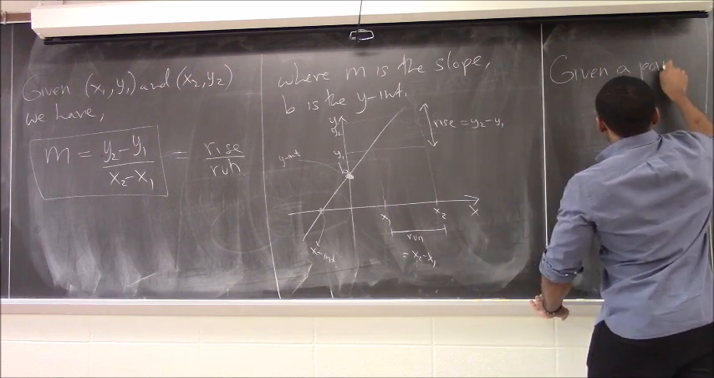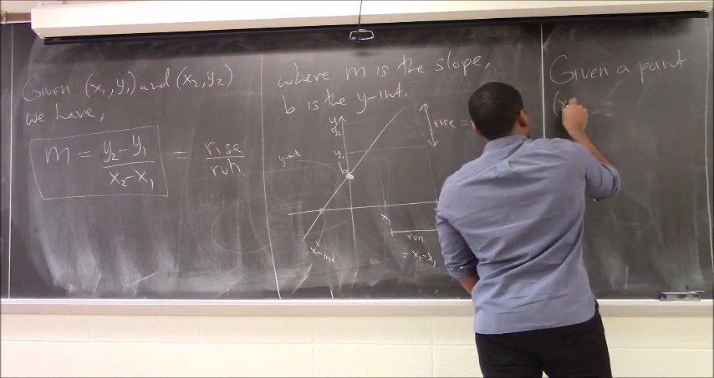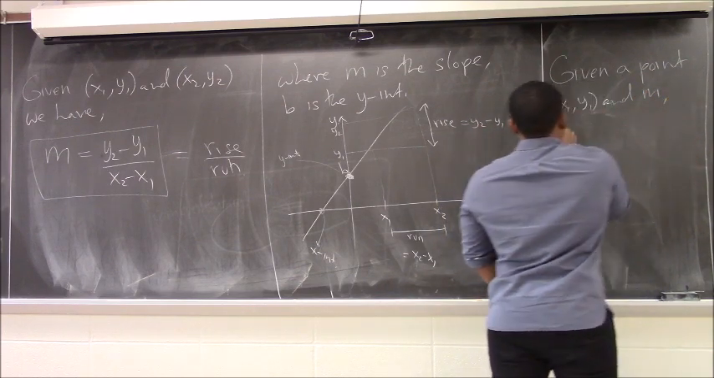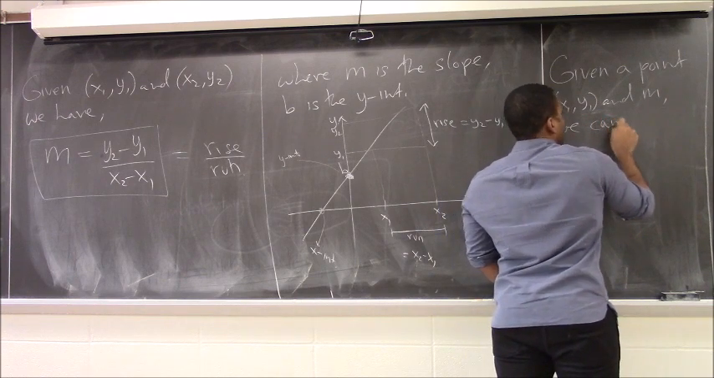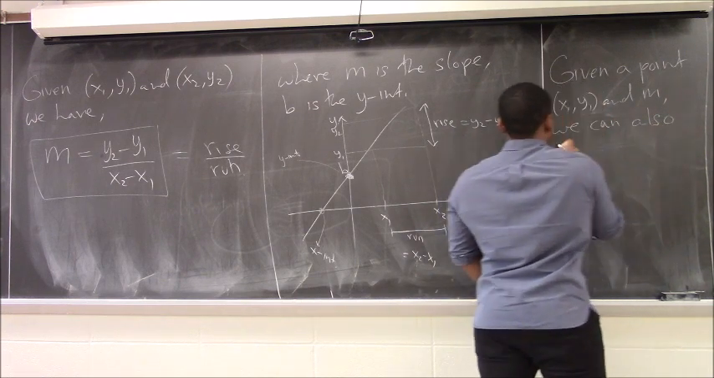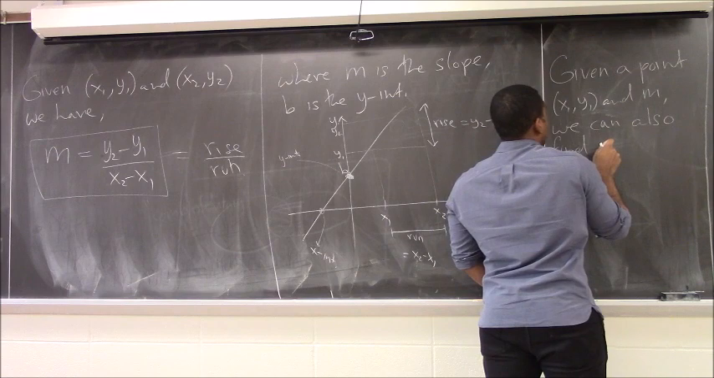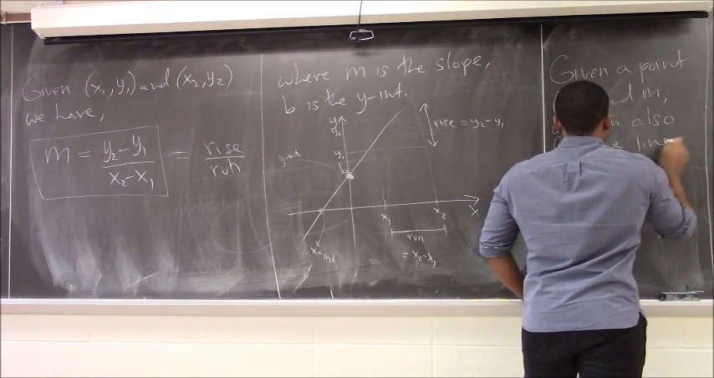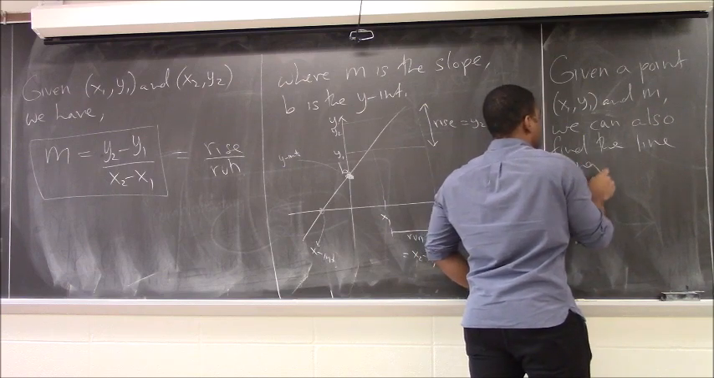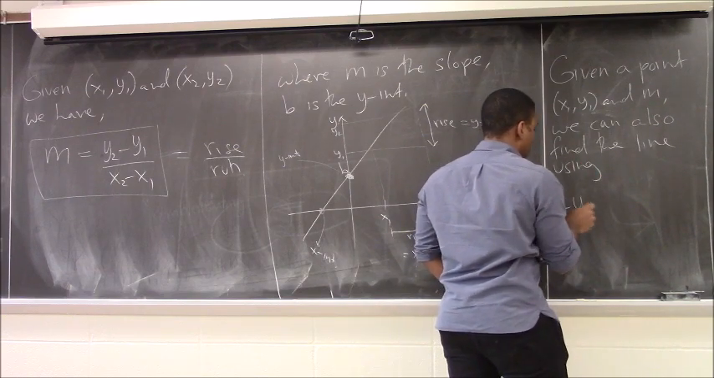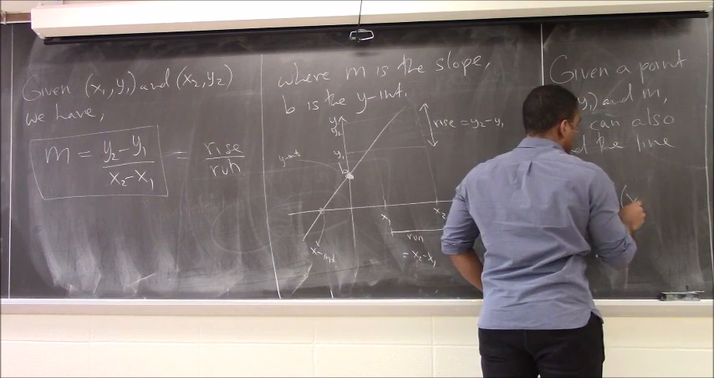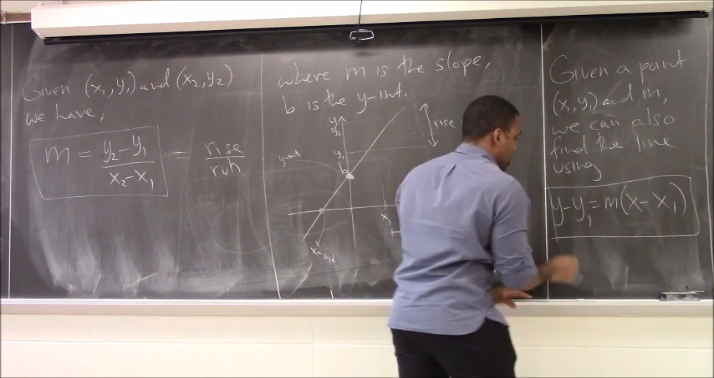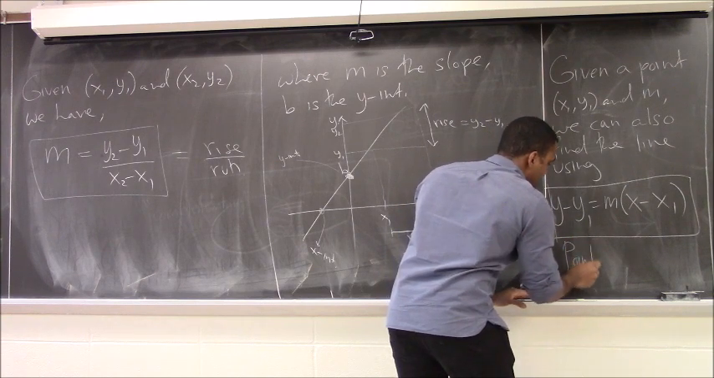Given a point, let's say we're given one point, x1, y1, and m. You can also find the line using this formula: y minus y1 equals m times x minus x1. That's another form of the equation of the line. This is called the point-slope form.